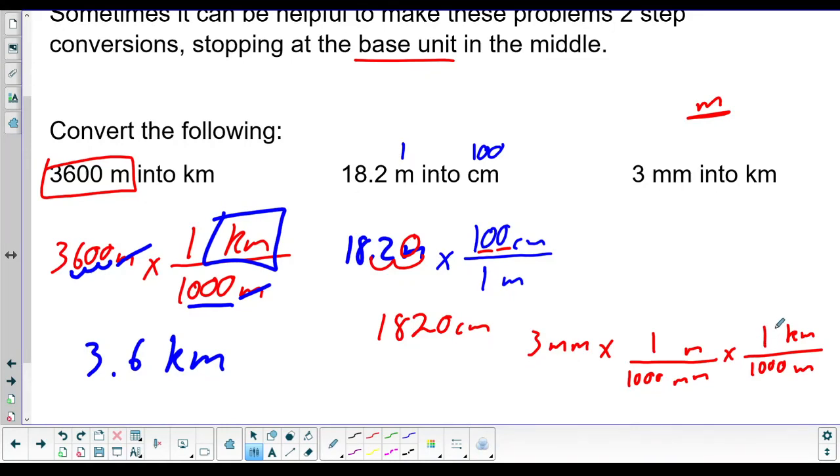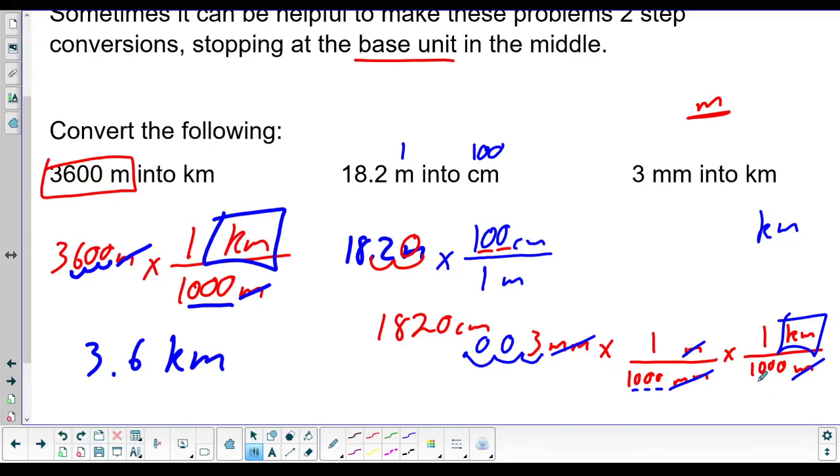Okay. So our millimeters cancel millimeters. Our meters cancel meters, and we're left with kilometers. And now we need to divide by 1,000 twice. So we have 3. Here's our invisible decimal. By dividing by this 1,000, I need to move the decimal left 1, 2, 3 places. So we're going to go 1, let's add some zeros, 2, 3.